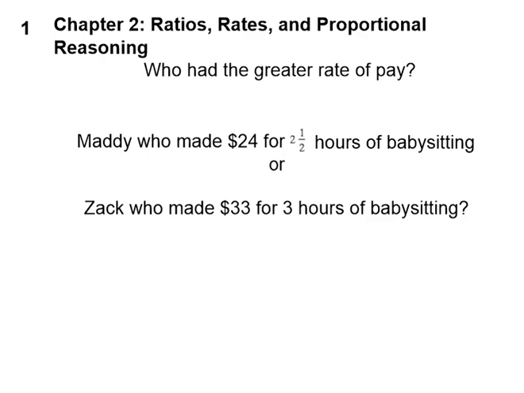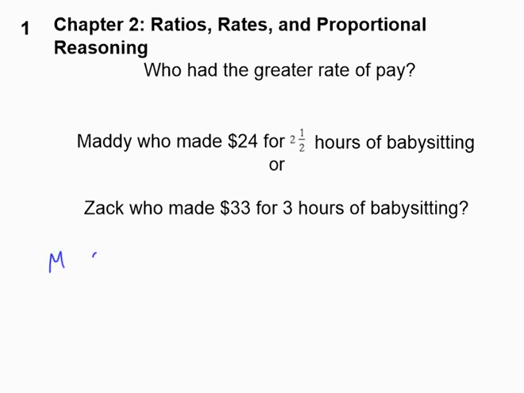The first question comes from Chapter 2 on ratios, rates, and proportional reasoning. It says, who had the greater rate of pay, Maddie, who made $24 for 2.5 hours of babysitting, or Zach, who made $33 for 3 hours of babysitting? The secret to this question is to figure out how much their hourly rate of pay was, or their unit rate. So we're going to break these down into units.